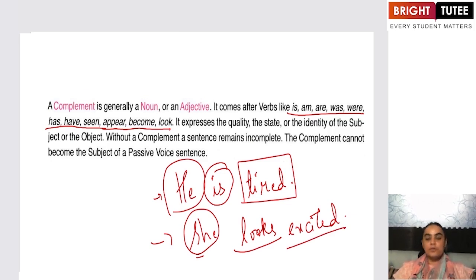So a complement of the verb is basically either a noun or an adjective that is going to tell us about the quality or the state of the subject or the object in the sentence. Where an object can become a subject in the passive voice, a complement can never become a subject. A complement will always remain a complement. So this, my dear students, is the basic difference between an object and a complement that you at times get confused with. So I hope it was clear to you.